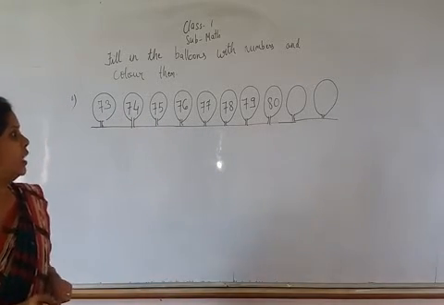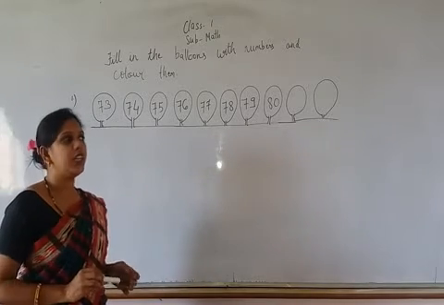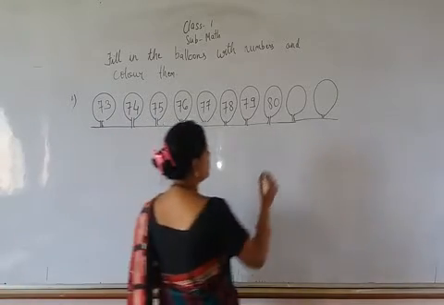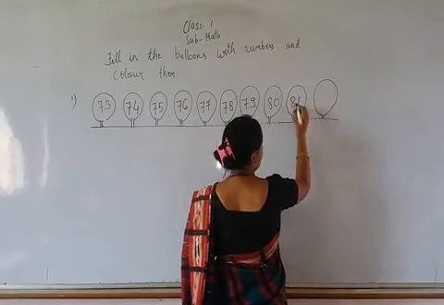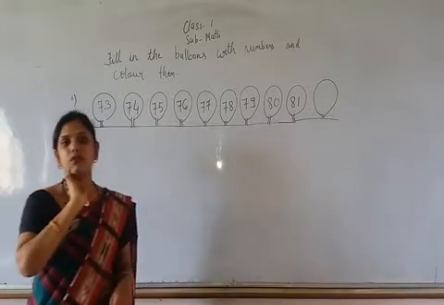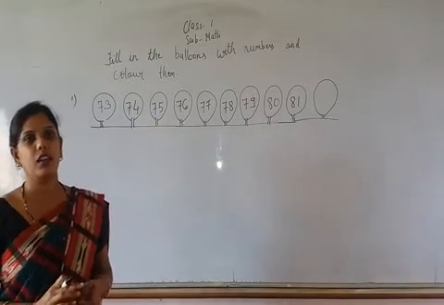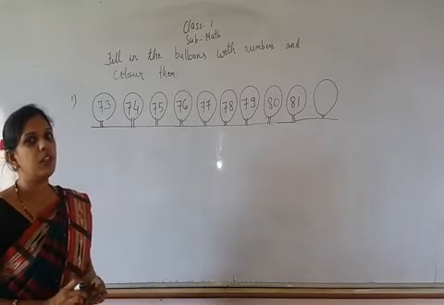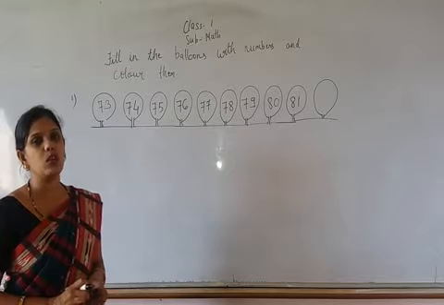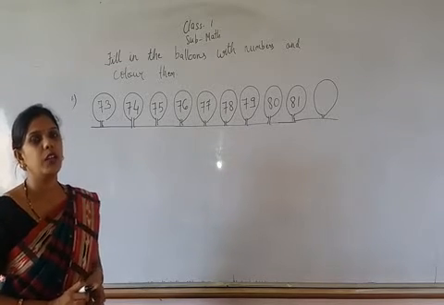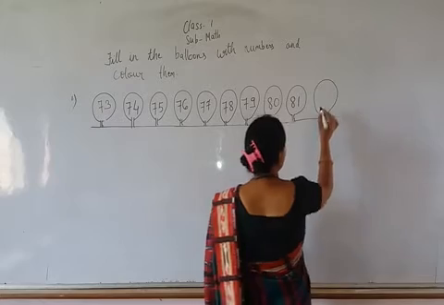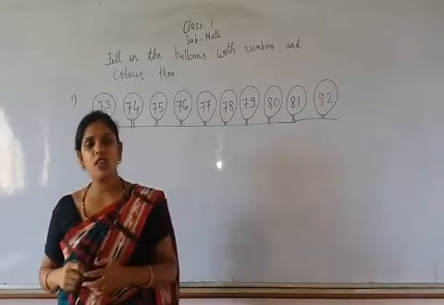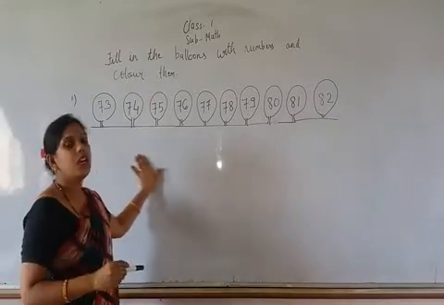Now which number will come after 80? Which number? 81. The number that comes after 80 is 81. And what will be the number after 81? The last balloon is having which number? 82. Okay, so we have filled all the balloons with numbers.